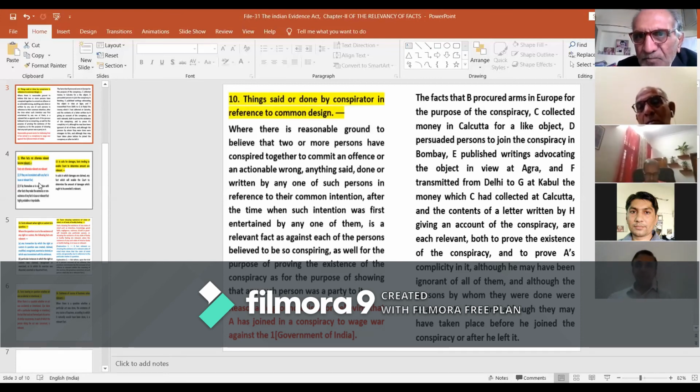It's a reasonable ground. Now, the fact that B procured arms in Europe for the purpose of conspiracy, C collected money in Calcutta for a like object, D persuaded persons to join the conspiracy in Bombay, E established writings advocating the object in view at Agra, and F transmitted from Delhi to G at Kabul the money which C had collected at Calcutta, and the contents of the letter written by H giving an account of the conspiracy are each relevant both to prove the existence of the conspiracy and to prove A's complicity in it, although he may have been ignorant of all of them, and although the persons by whom they were done were strangers to him, and although they may have taken place before he joined the conspiracy or after he left it.